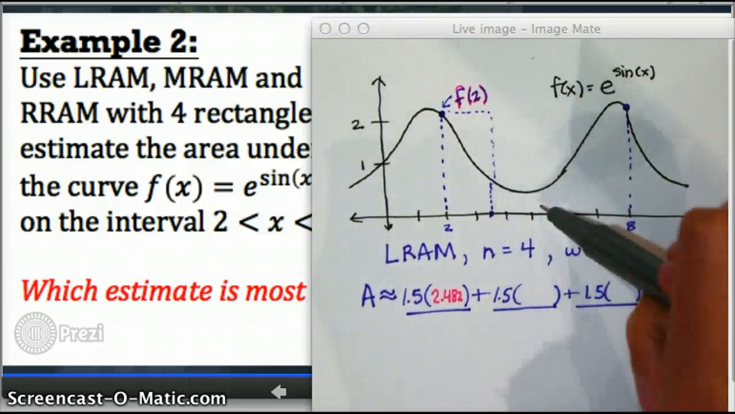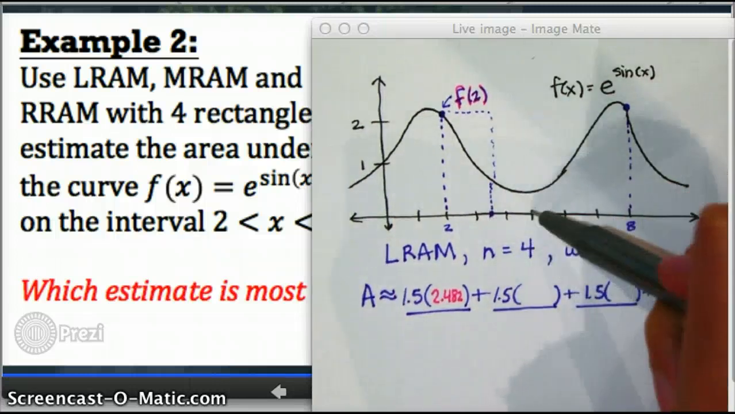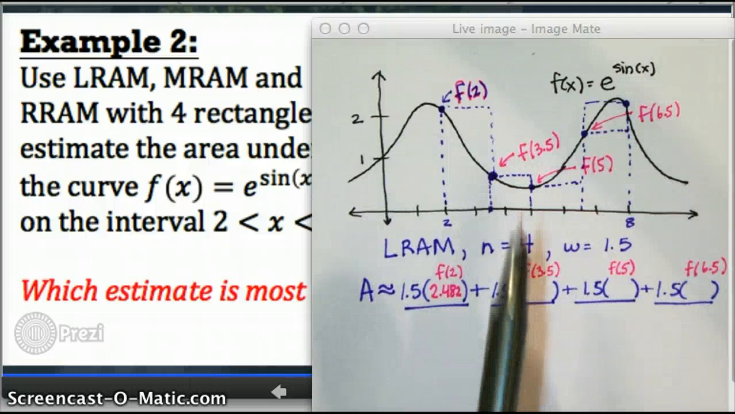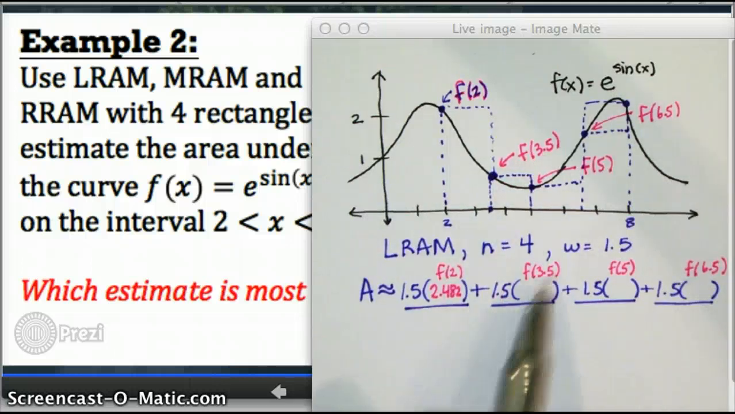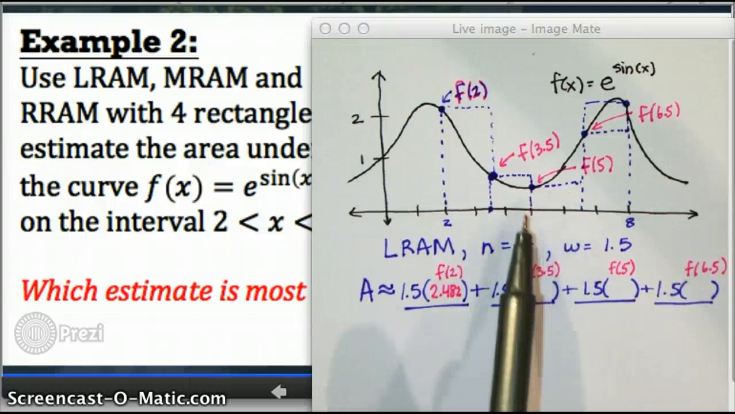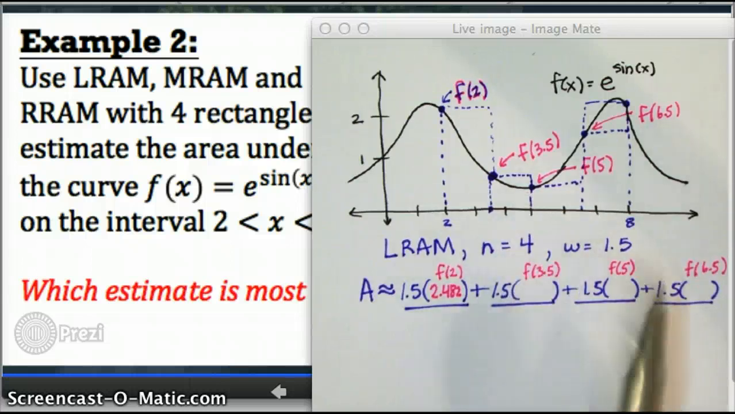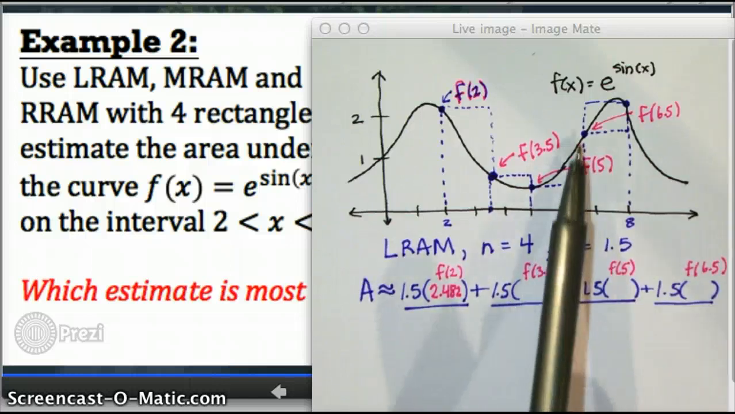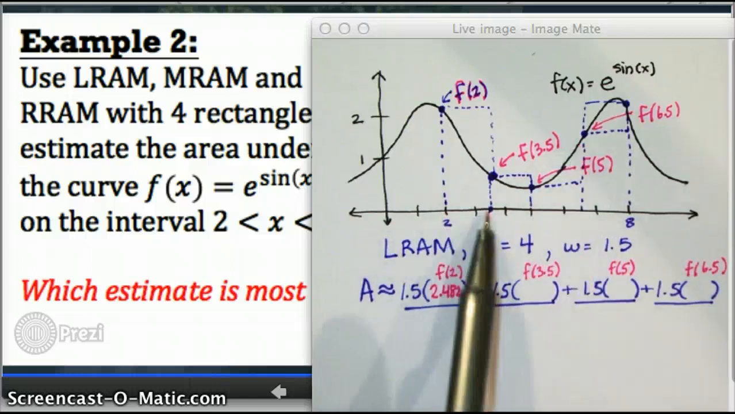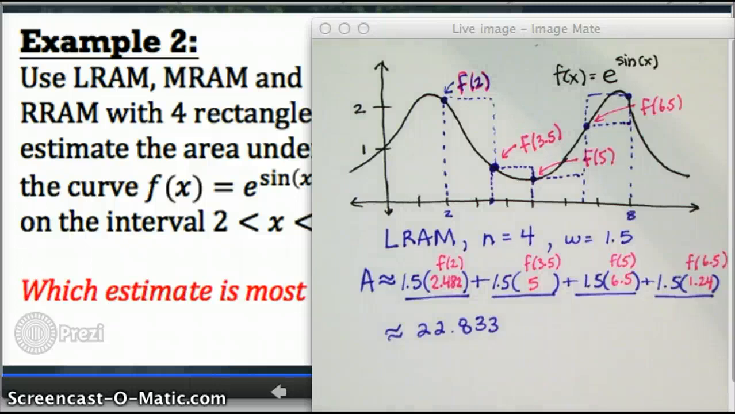Similarly, the second rectangle is going to go from 3.5 all the way up to 5. It's going to get its height from the point when I plug in 3.5, and that value will plug in here. The next rectangle will get its height from the x value of 5, and that'll plug in here. And the last will get its height from the x value of 6.5. Again, I'm just adding 1.5 each time. And when I multiply and add them all up, I end up with an estimate of 22. You should try doing this using the right-hand side y value instead.